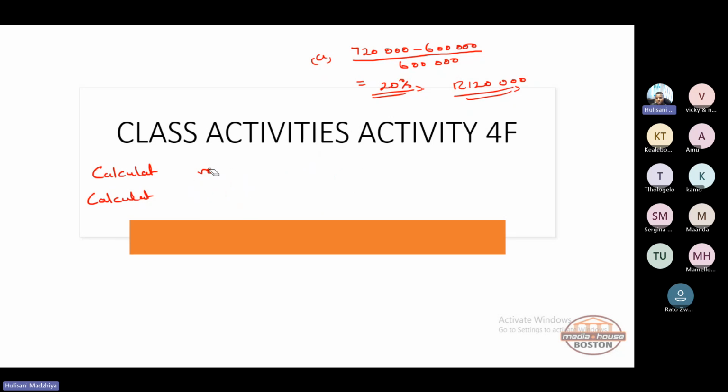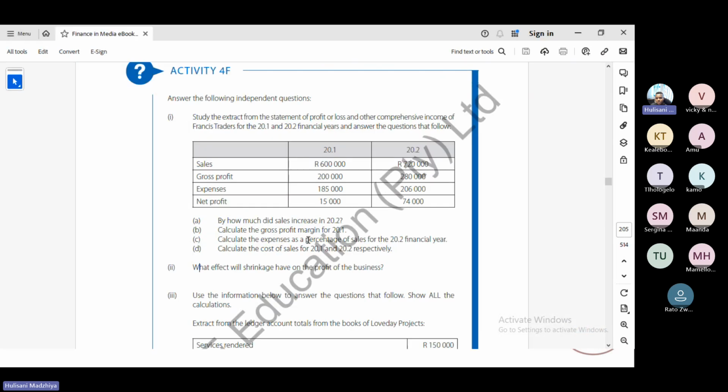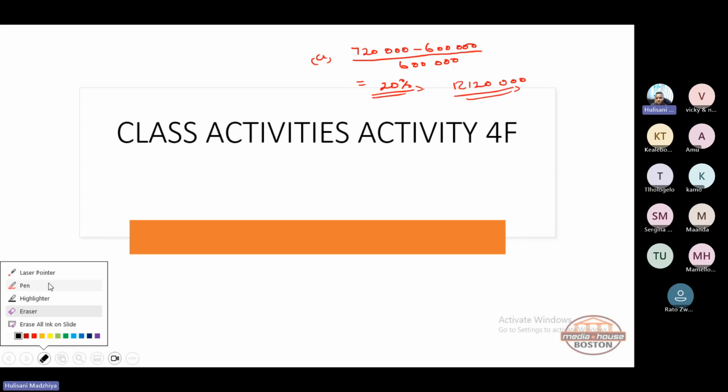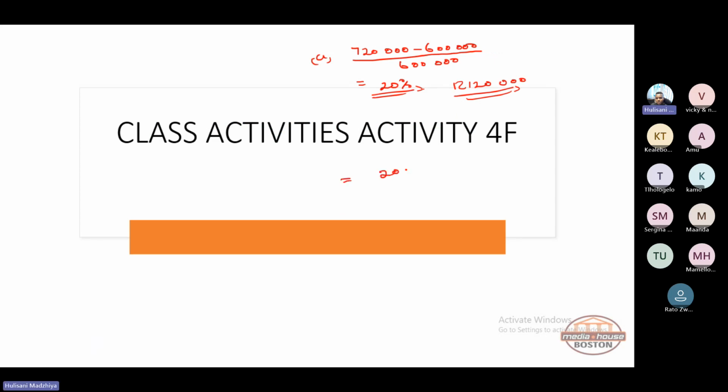So on number B, I'm going to switch back. Number B, calculate the gross profit margin for 2.1, which is 200 and 600. So here we're going to have 200,000 out of 600,000. Your gross profit margin is your gross profit over sales. Therefore, this will give us your final answer to be equal to 33.3%.